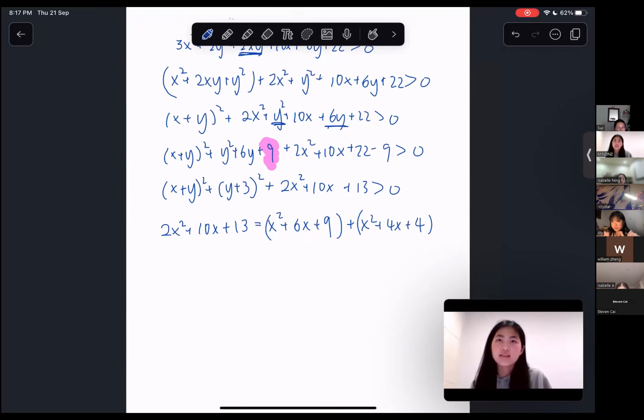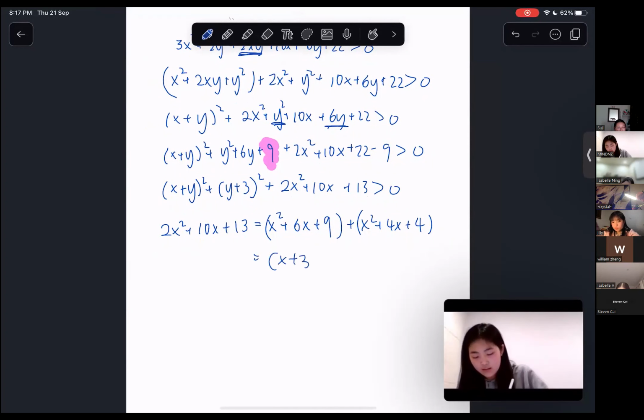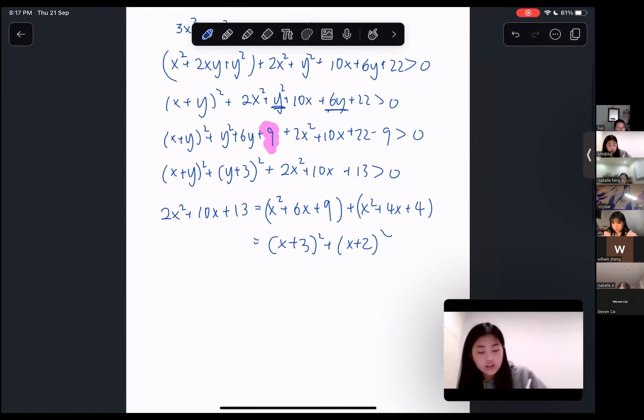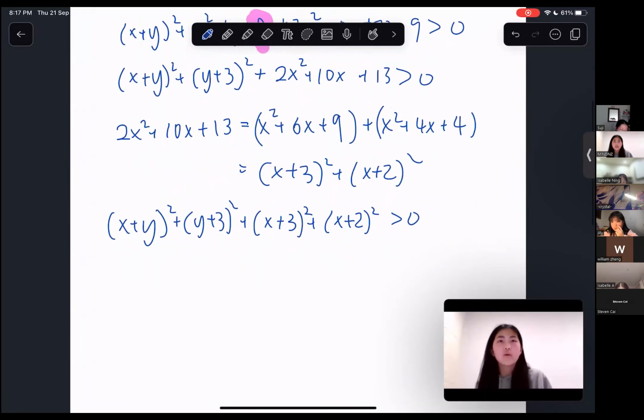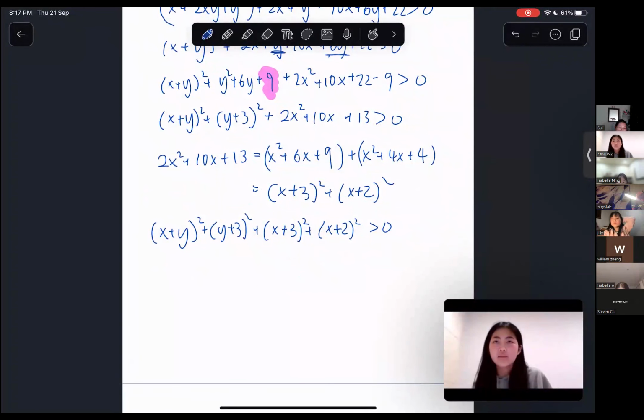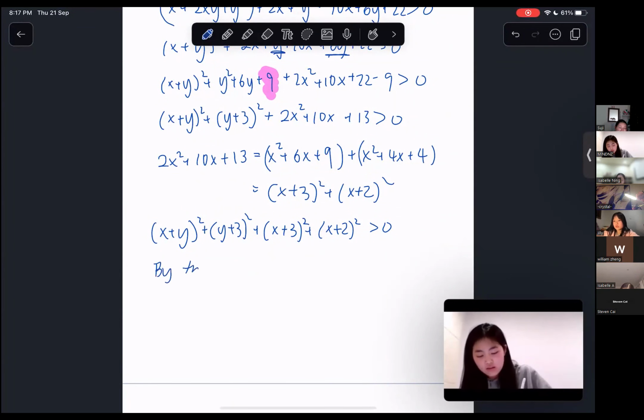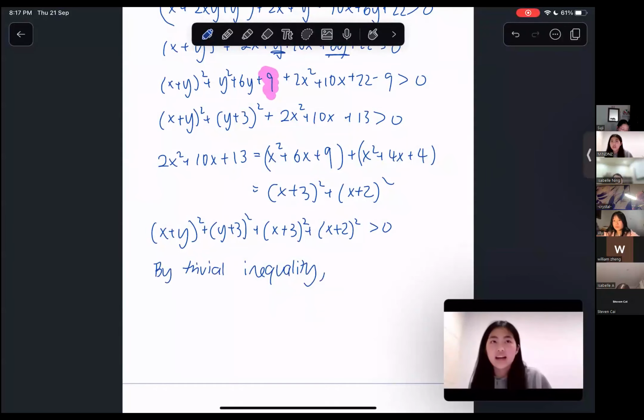If we notice this, then that's really good, right? We can just write it as, and then we can change our entire left-hand side into, and now we have all squares on our left-hand side. And then by the trivial inequality, we know that the left-hand side has to be greater or equal to 0, right? But this isn't a greater or equal to sign. So it's actually a strictly greater than sign.